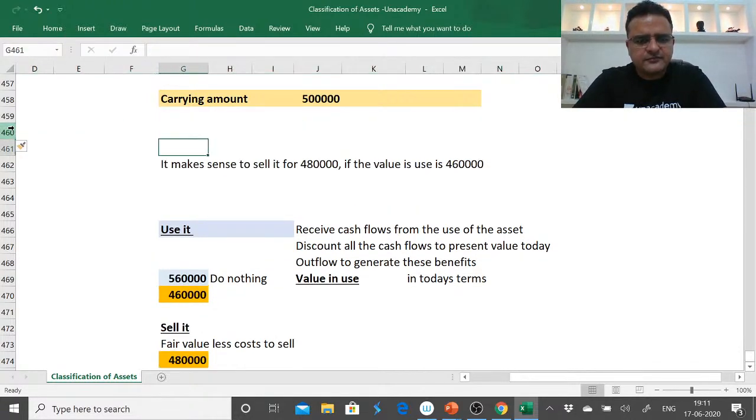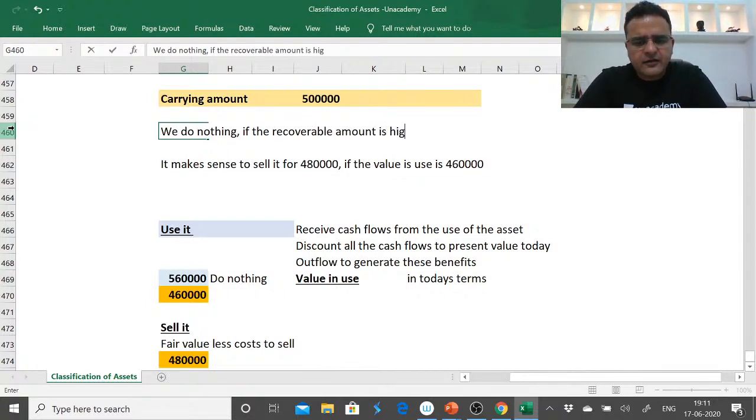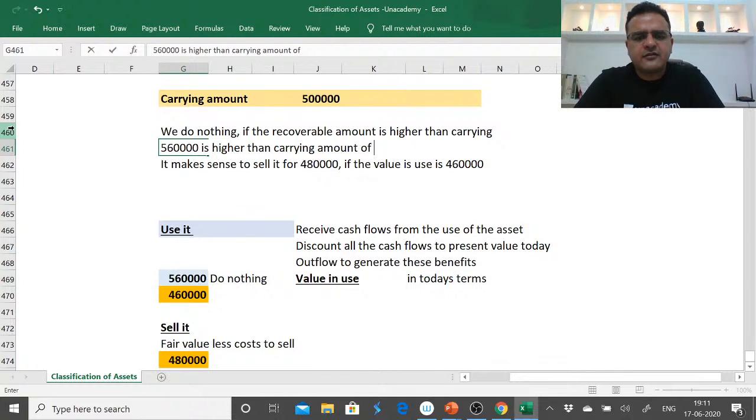We do nothing if the recoverable amount is higher than carrying amount. 5,60,000 is higher than carrying amount of 5 lakh, so we do nothing.